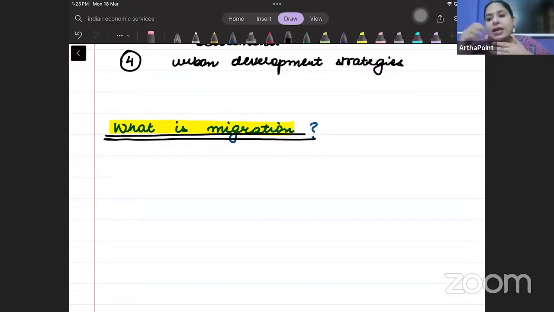So migration can be temporary or long run. Migration can be short distant to long distant.